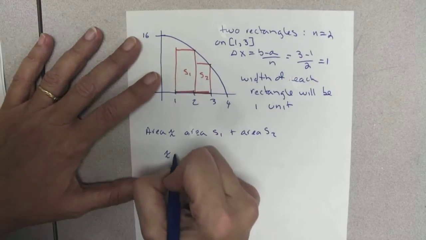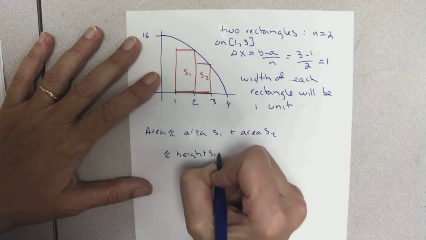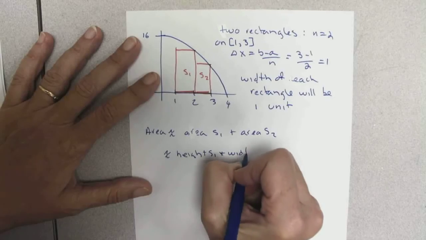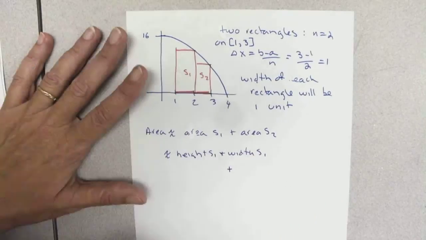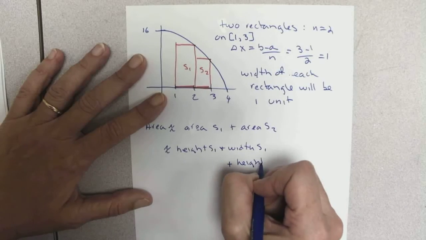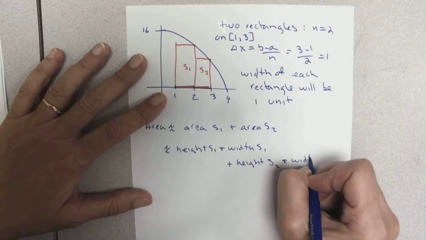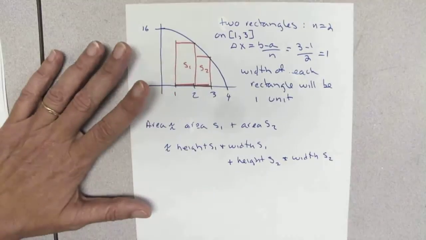Area of S1 would be the height of S1 times the width of S1, and dropping down because I'm running out of room, height of S2 times width of S2.